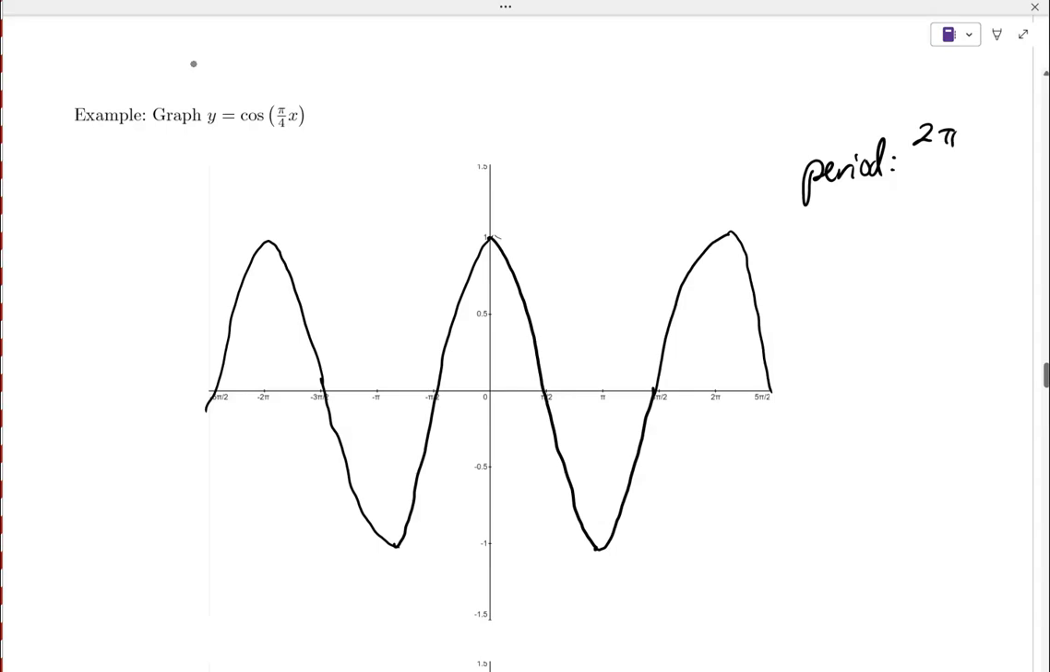Okay? When you find the period, the period of the original cosine is 2 pi. The number on the inside is pi over 4. So you divide the period by that number. If we simplify, the pi's will cancel, but the 4 is going to come back up to the top. So we'll get 8. Right? So instead of repeating every 2 pi, this will repeat every 8.